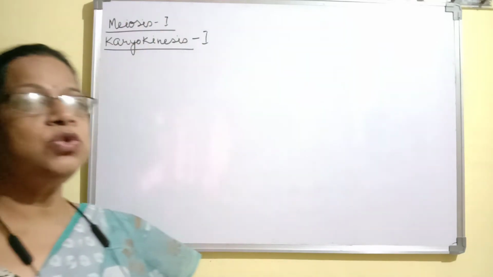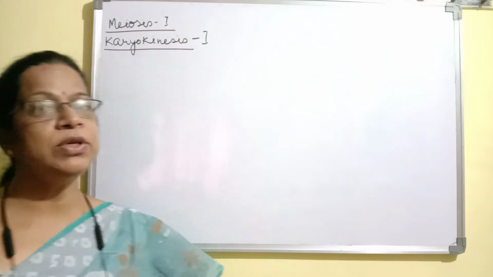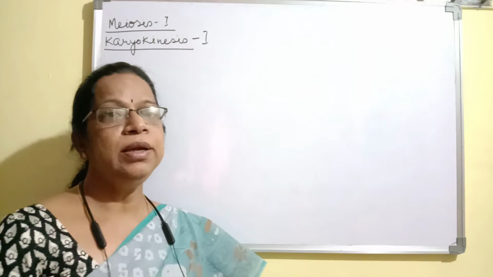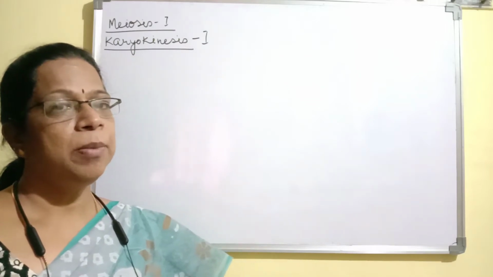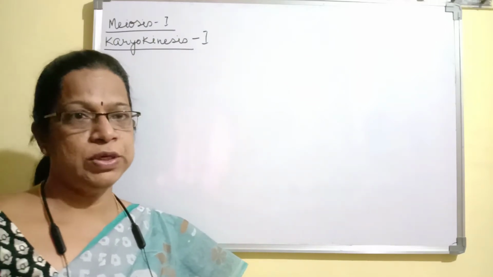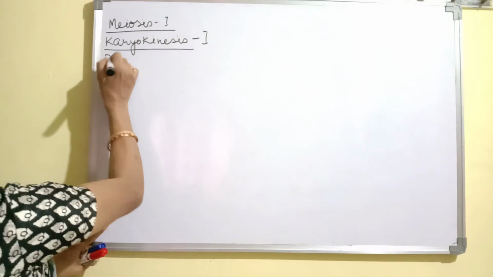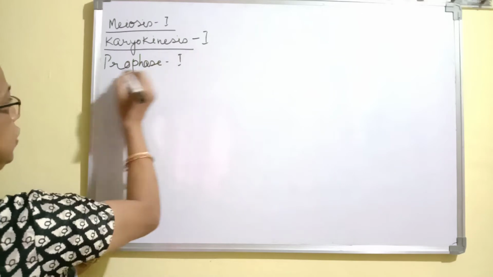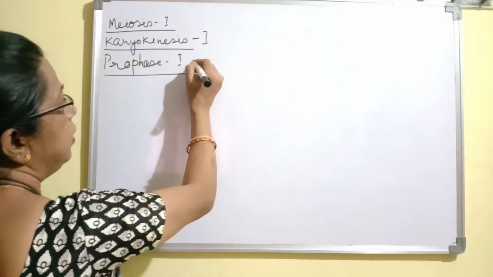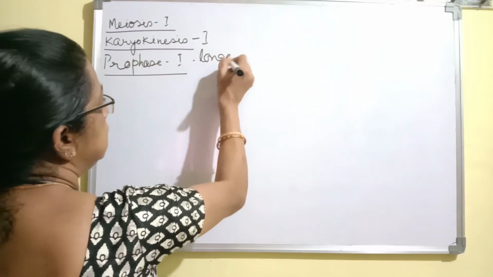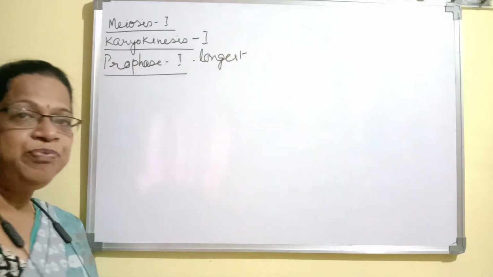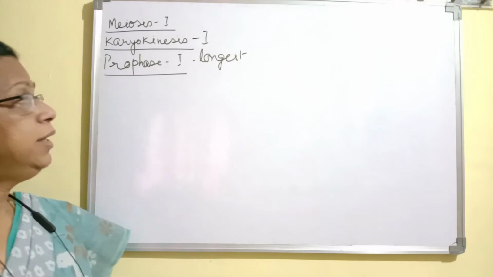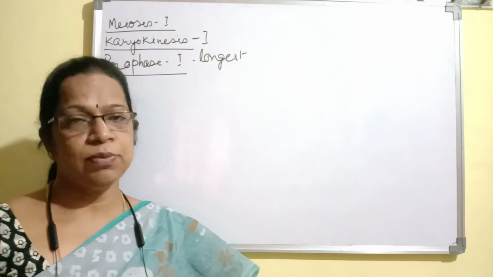So in karyokinesis 1 there is a prophase 1, metaphase 1, anaphase 1 and telophase 1. So in this session first we will complete in detail what is prophase 1. So I will start with prophase 1. Prophase 1 is the longest phase in meiosis, and it is further divided into 5 subphases.